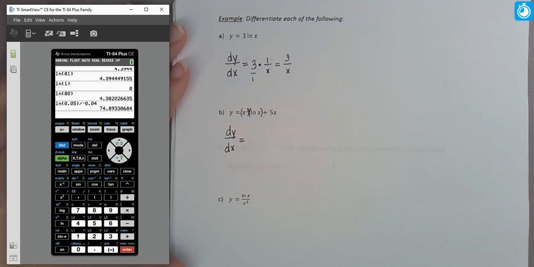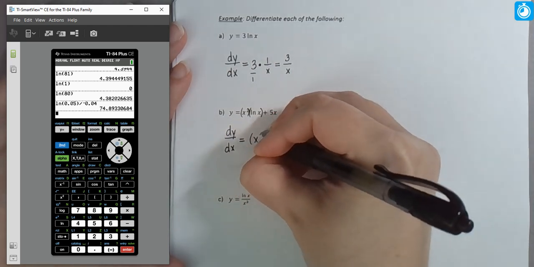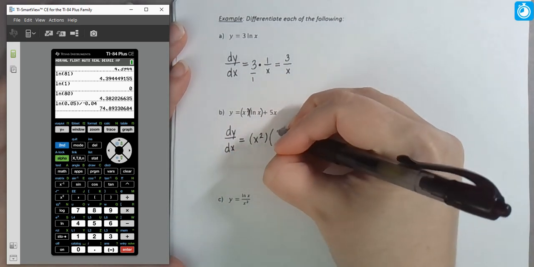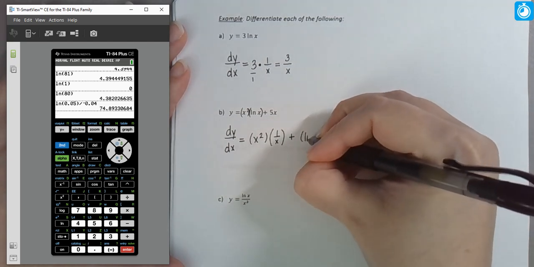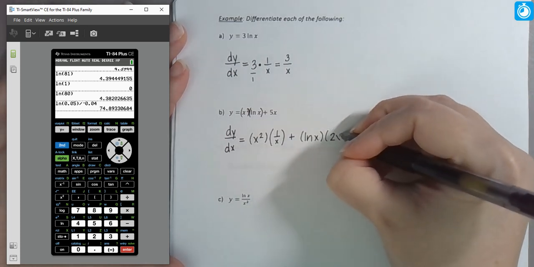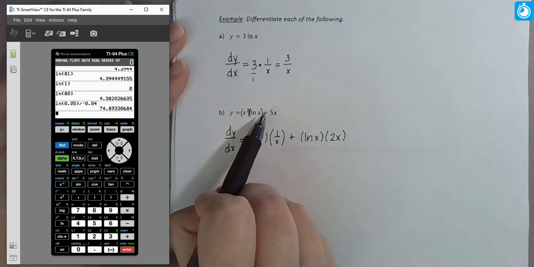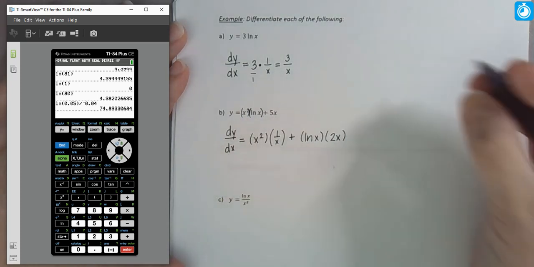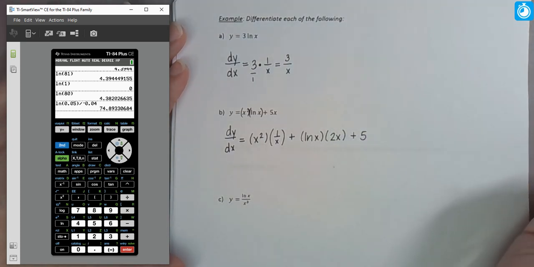So the product rule says to differentiate that particular portion of this function, it's going to be the first part times the derivative of the second. Well, the derivative of natural log of x is going to be 1 over x, plus the second part, so natural log of x, times the derivative of the first, which is going to be 2x. So this is the derivative resulting from the product rule applied to our first term. Don't forget we have another term over here though, so we can just take its derivative by itself. So the derivative of 5x is just going to be 5, so plus 5.